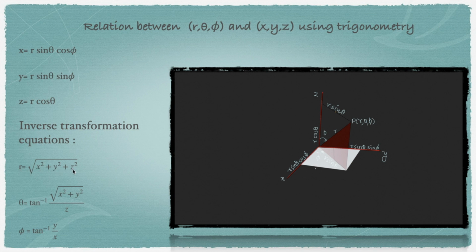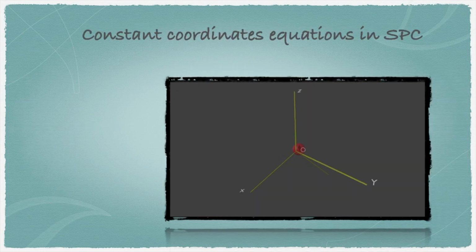The inverse transformation equations can also be obtained, with r equal to the root of x squared plus y squared plus z squared, which is obtained by squaring and adding the first three equations. Then theta is tan inverse of the root of x squared plus y squared by z, and phi is tan inverse of y by x. Now let's see the constant coordinate equations in spherical polar coordinates.